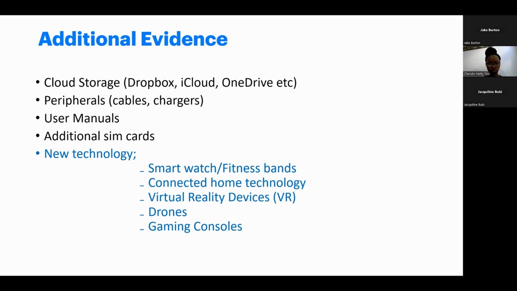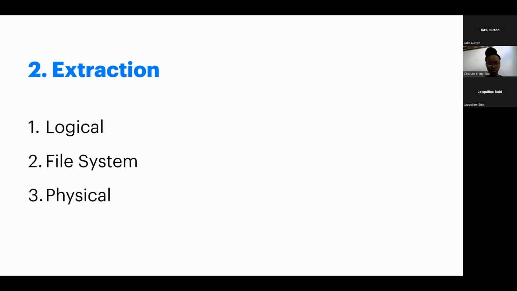User manuals, additional SIM cards, and I also talked about new technology: smartwatches, fitness bands, for example. They also have data, especially GPS data, and connected home technology. We now are in the age of the Internet of Things, where our phones are connected to our kitchen gadgets, to our TVs, to everything. So you're able to actually know and perhaps even get more information on that. Virtual reality devices, drones, gaming consoles, etc. The list is endless depending on what you're examining.